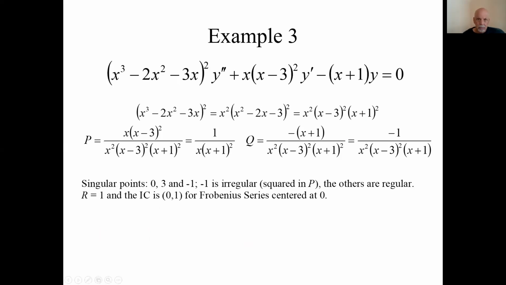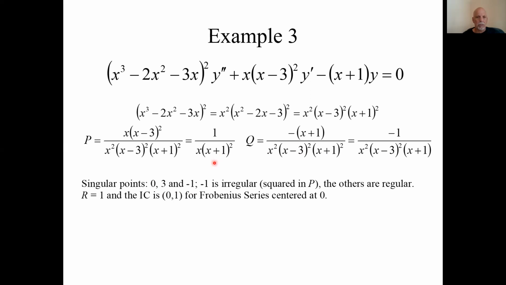And another example, the ODE. You can factor that front term, do some algebra. Here is P, here is Q, after all the cancellations and simplifications. So what are the singular points? 0, -1. Same here again, 0, 3, -1 again. So those are the singular points, 0, 3, and -1.